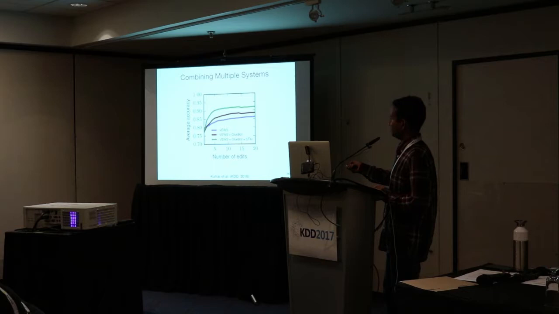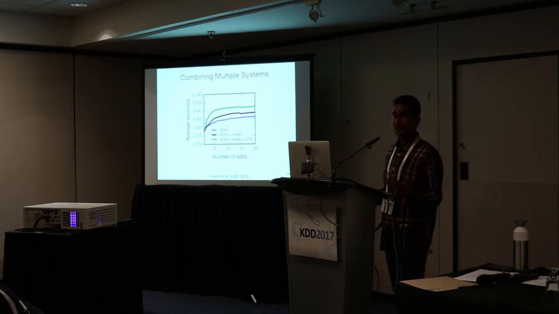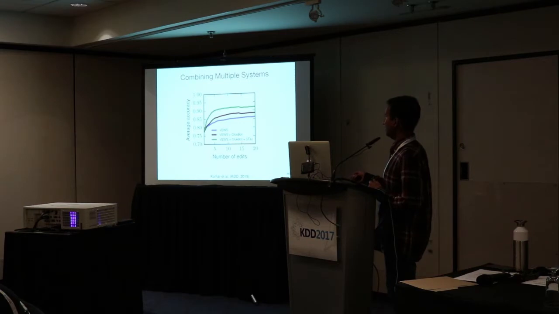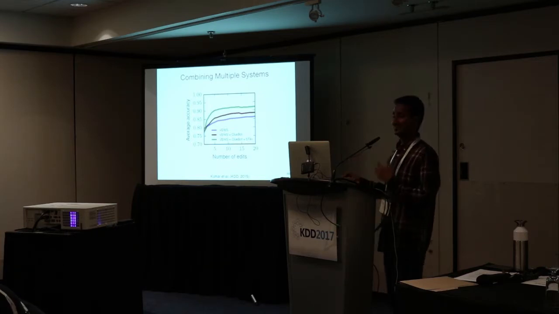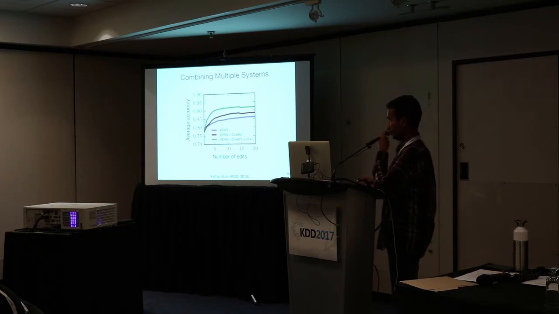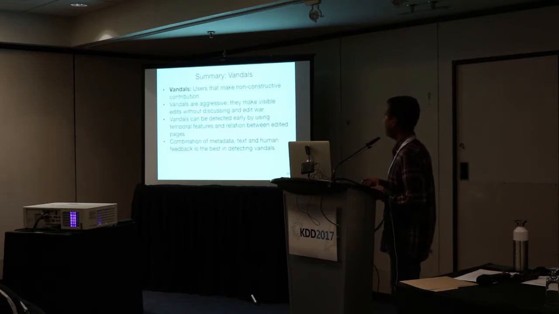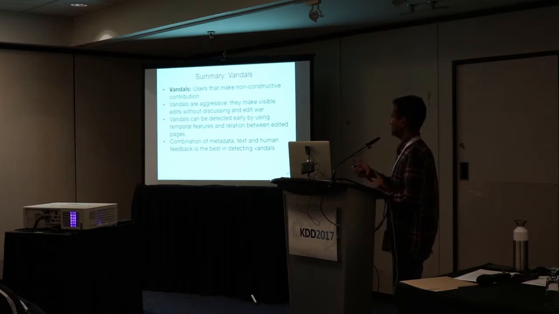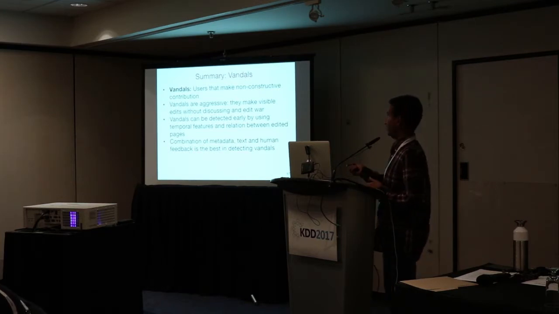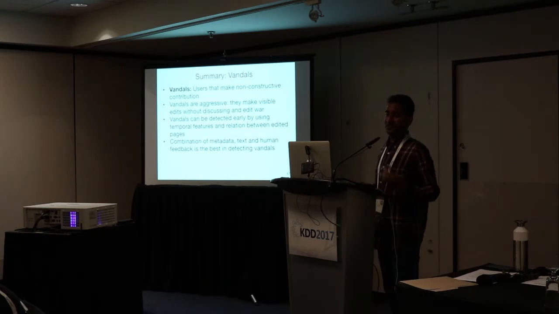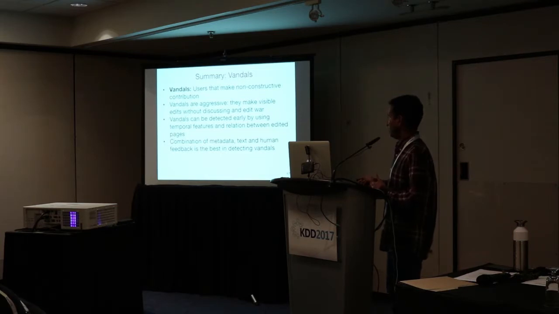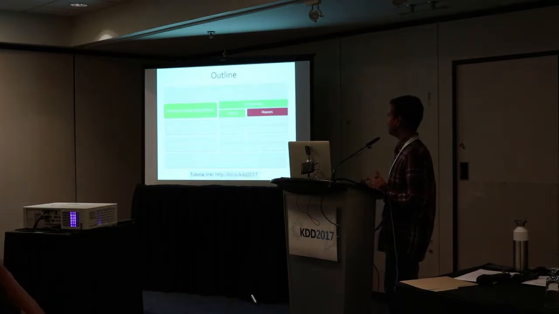So essentially, this combination of VEWS and ClueBot is totally automatic. There's no human input involved. With STiki, there's also human input involved, but it also improves the accuracy a lot more. And this is like the optimal system that we would want to create for Wikipedia, for example. And overall, in this part, what we see is that vandals are mostly making unconstructive edits. They are very fast. They are very aggressive. Their edits are reverted more. They don't discuss. And they are easily identified when you combine metadata, text, and human feedback all together.